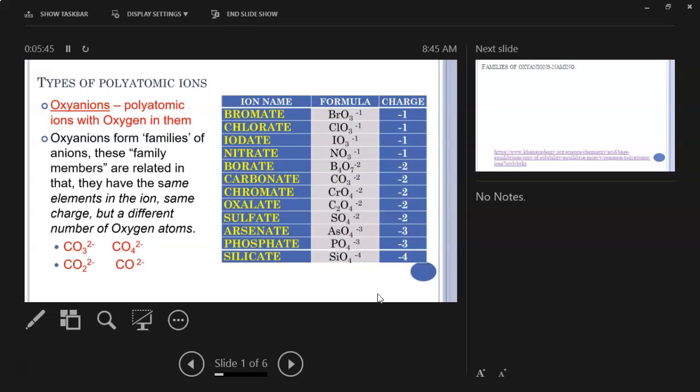Now again, the list that you have in front of you, I will give you that exact same list for tests and quizzes, okay? You don't have to memorize anything on there. So we're going to name the rest of the family members. I'm going to give you some rules to name the rest of the family members. And we only do this with those ones that we highlighted. All the rest of them don't have family members.